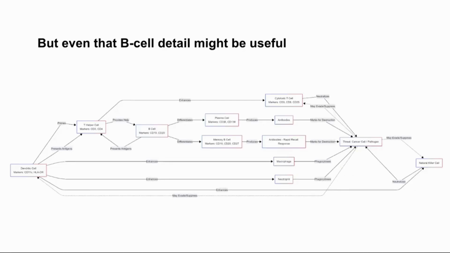And that's what's missing here, which is a B cell panel. If you look at this B cell chain, for example, the T helper cells provide help to the B cells, which in turn differentiate into plasma cells, which can produce antibodies, which mark these cancer cells for destruction. And also here, these memory B cells might produce rapid recall response and then again, mark these cancer cells or pathogens for destruction. So if you're just looking at the T cells and you're trying to debug your drug or diagnose why it's not working, T cells might not be enough. So even that "quote unquote" exploratory detail might be useful.